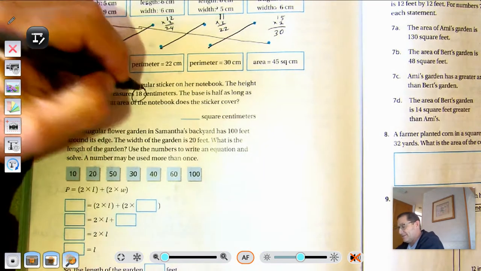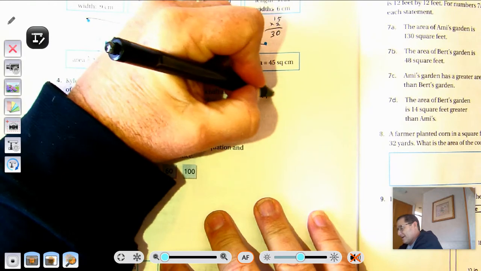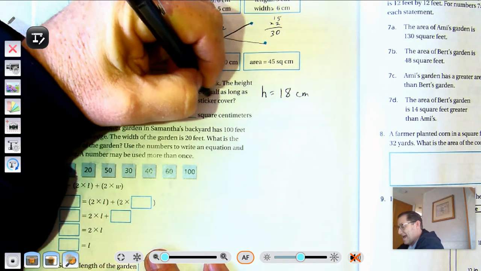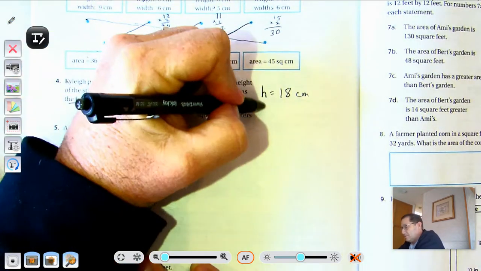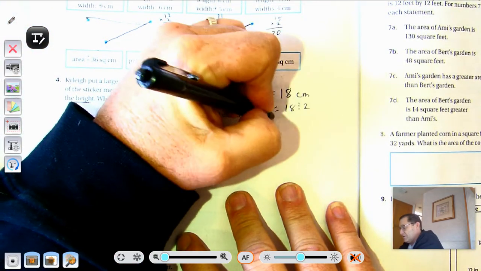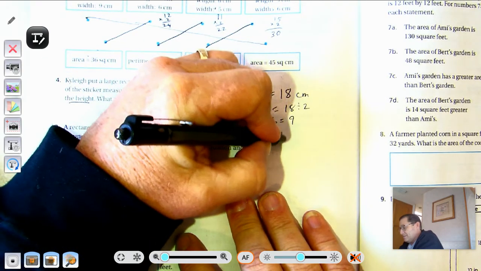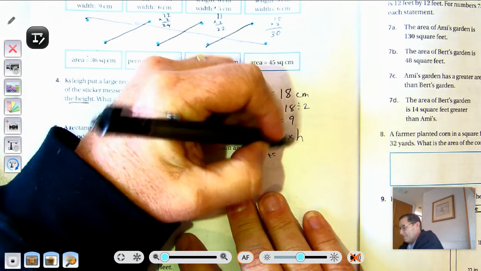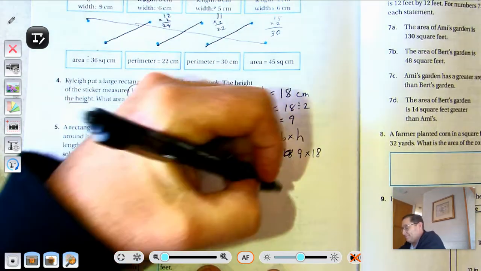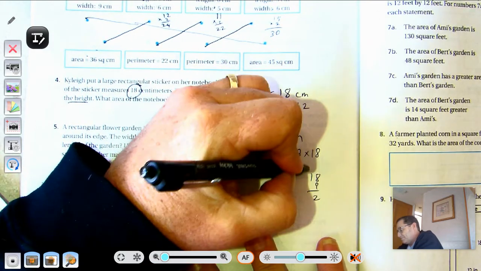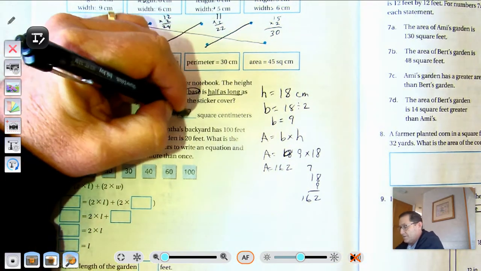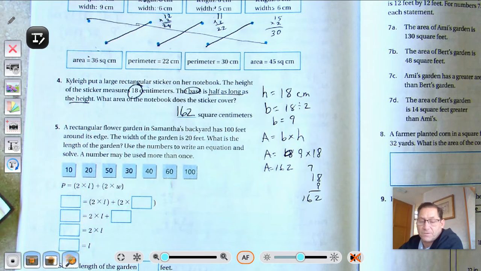Okay, so the height is 18 centimeters. H equals 18 centimeters. The base is half as long. So what would be half as long as 18? That would be 18 divided by 2. So the base is 9. So 9 times 18 is 162 square centimeters for the notebook.